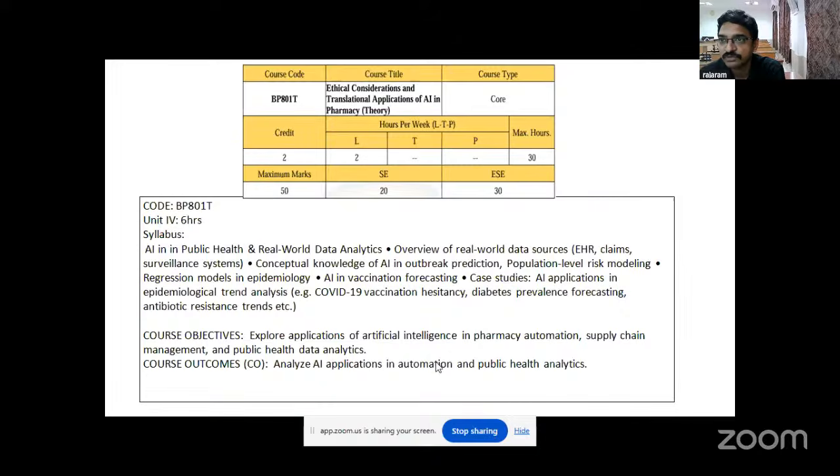What is the objective of this particular core subject? It is exploring applications of artificial intelligence in pharmacy automation, supply chain management, and public health data analytics. My part or section of today will be in integration with the objective of public health data analytics, and the course outcome is analyzing AI applications in automation and public health analytics.